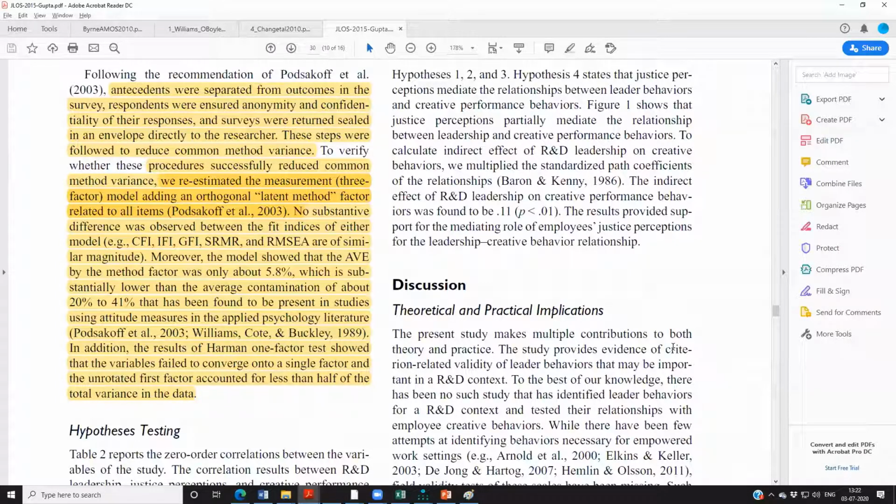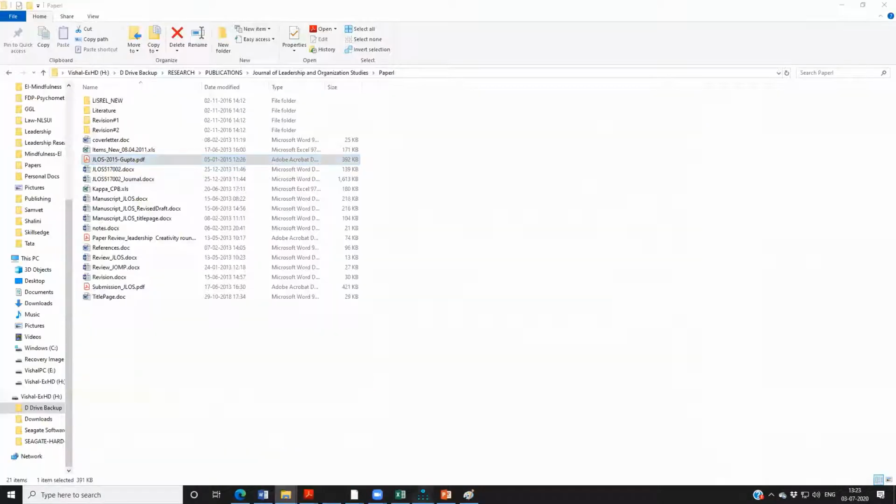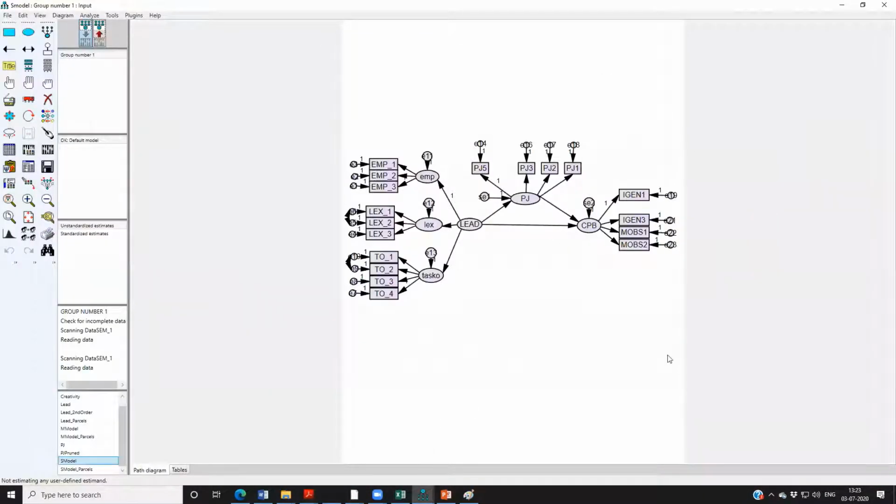Okay, we don't do Sobel testing these days. You can do the Sobel test, but if you report bootstrap results, they are much better evidence of mediation. So we don't do this. Even in PROCESS, you will get bootstrap results. Just report bootstrap. That should be more than enough.